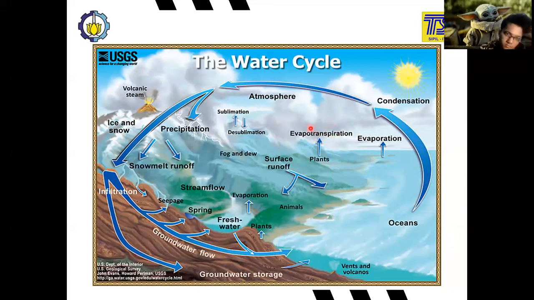And there is also one process here called evapotranspiration. Besides evaporation, there is also transpiration, which is done by plants. So evaporation plus transpiration becomes evapotranspiration. There is also sublimation and desublimation. And there is precipitation.